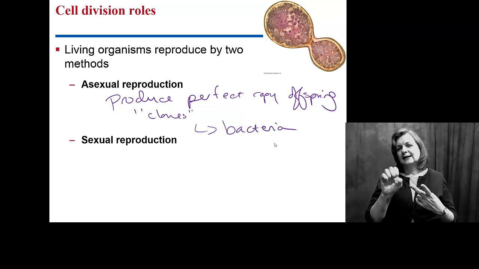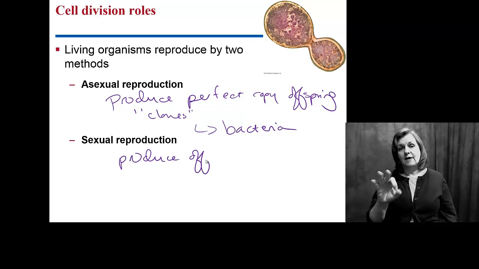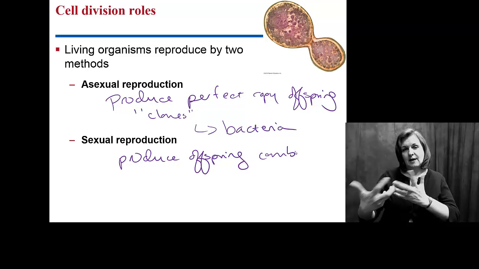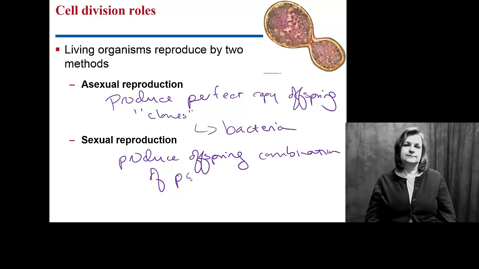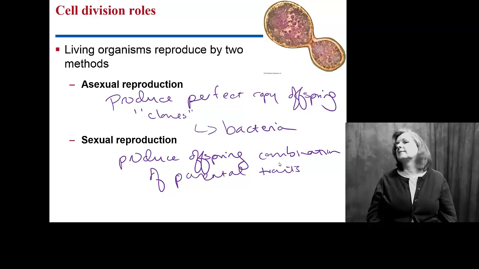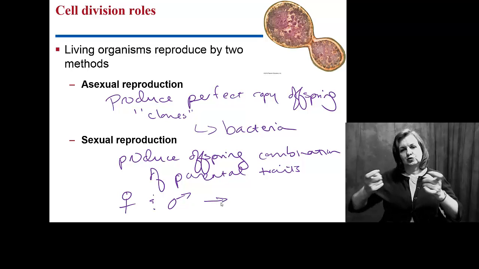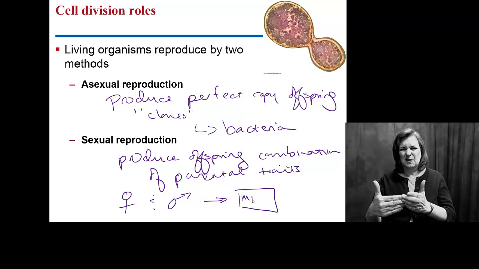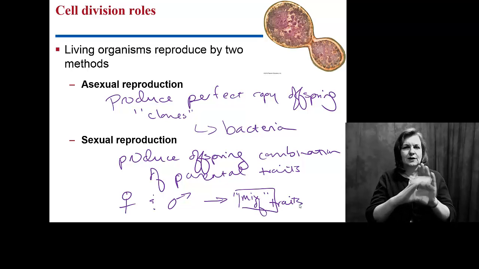Sexual reproduction is going to produce offspring that are some sort of combination of parental traits. So what I mean by that is both mom and dad are going to contribute to the offspring, and the offspring is going to be some mix, is a loose term, of traits from mom and dad.